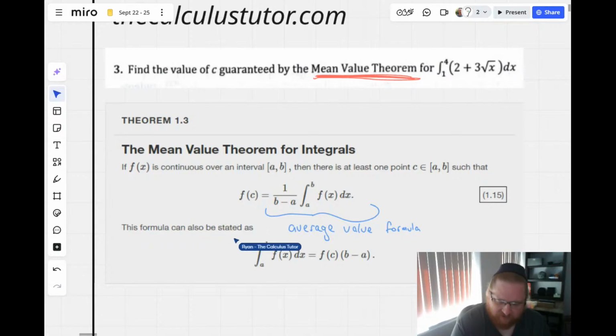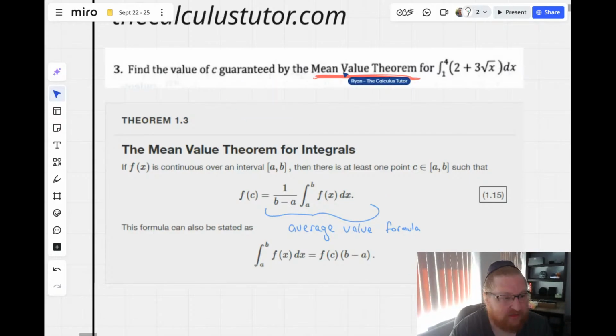OpenStax also gives us this other one where they solve for the integral, right? This can be nice, and in fact might be helpful for us. Let's see. Now that we have this mean value theorem that problem number 3 is referring to, when it says find the value of c guaranteed by the mean value theorem, it means this value c, right? It's convenient that this problem is using the same notation as this math book.